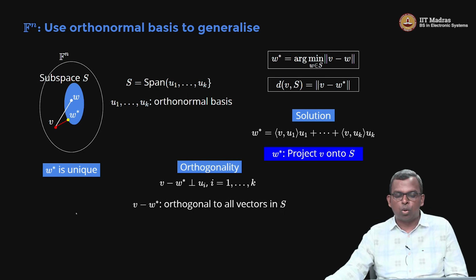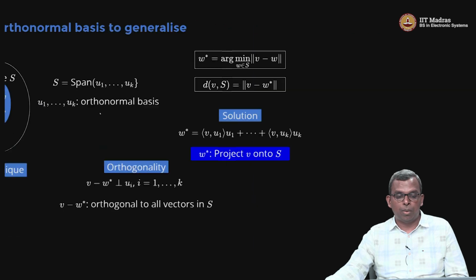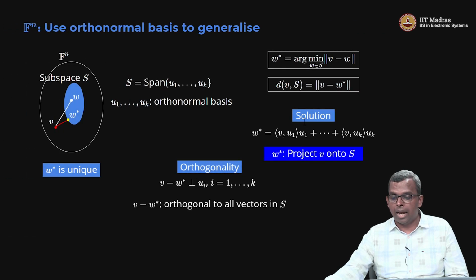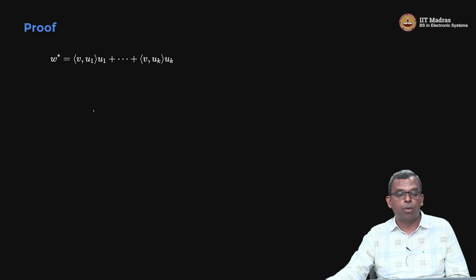We'll prove this in a more abstract way later on. Okay, so let's see the proof of this. We'll prove these two properties, this orthogonality and this solution. We'll prove this uniqueness later. Okay, so how do you prove that? First, you have to prove the orthogonality.